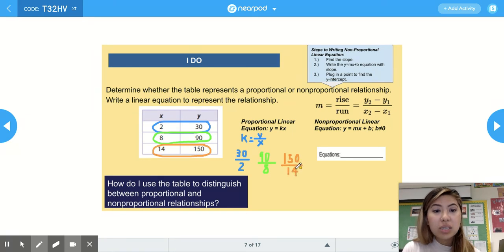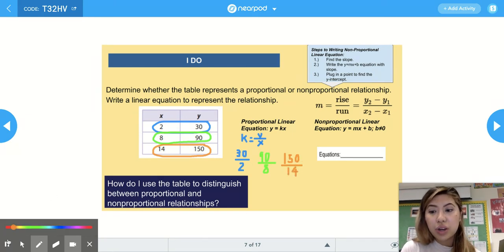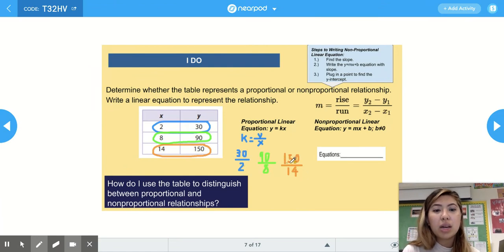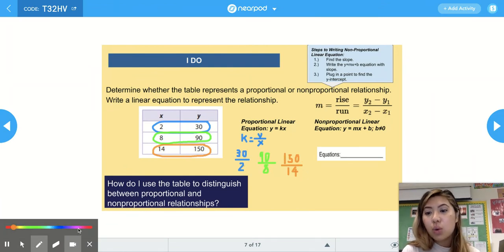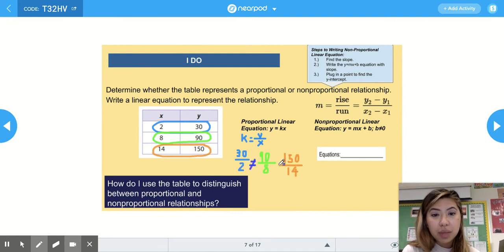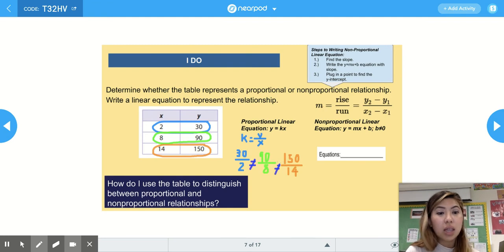So now we have to see if these are all equivalent to each other. So when we divide 30 divided by 2, 90 divided by 8, and 150 divided by 14, we would see that they're not equivalent to each other because 30 divided by 2 is 15, 90 divided by 8 is 11.25, and 150 divided by 14 is 10.71.